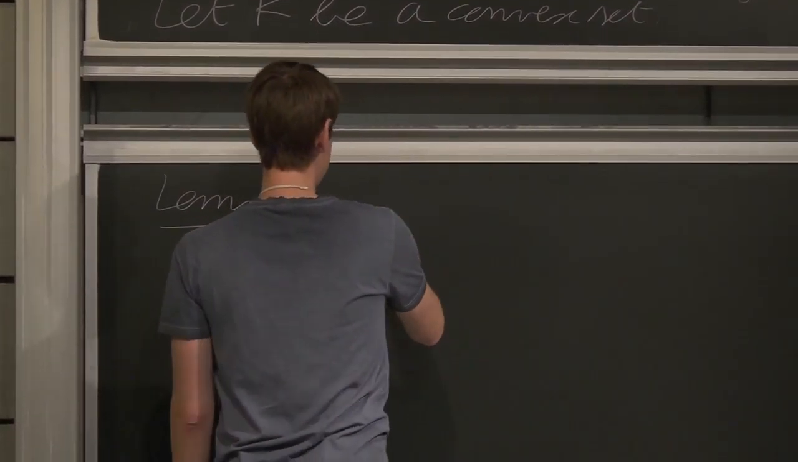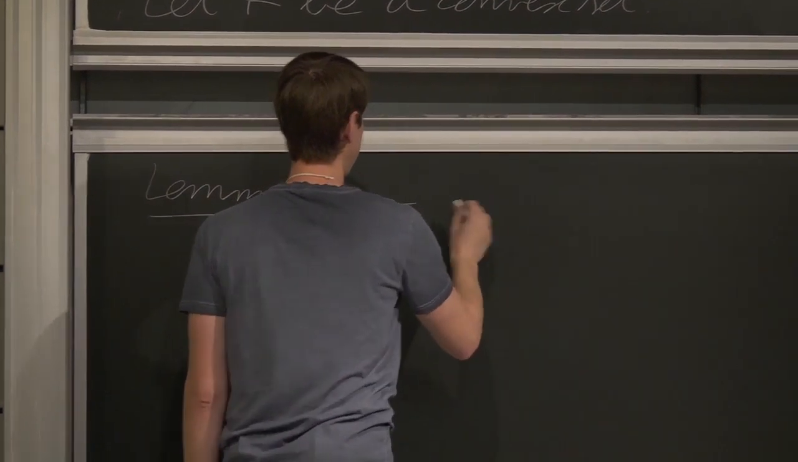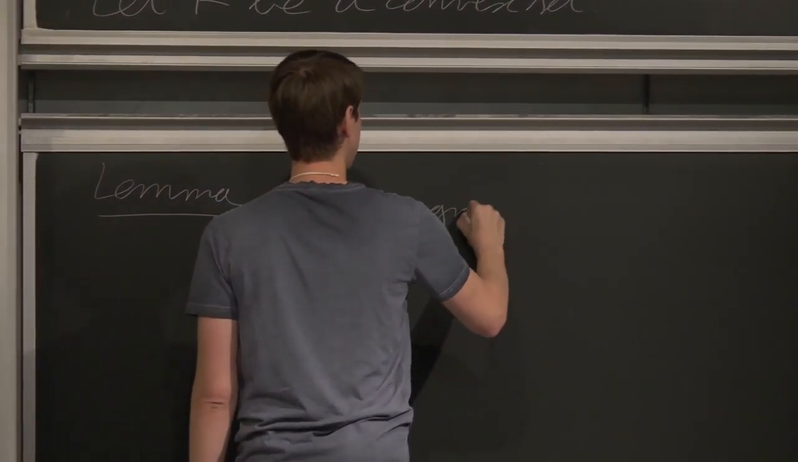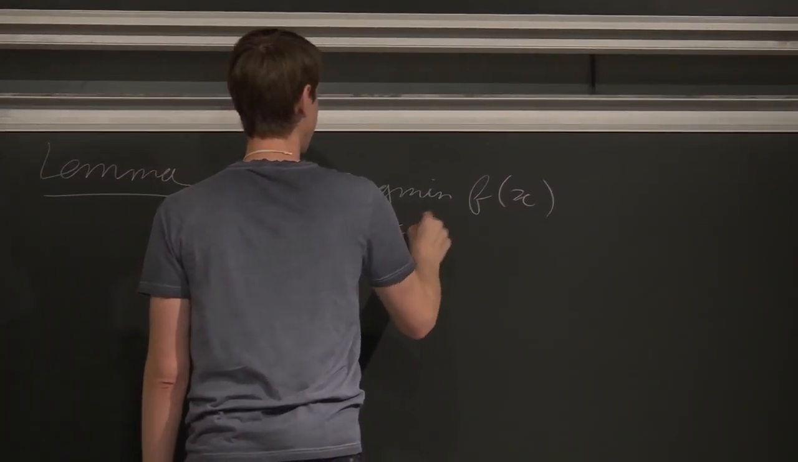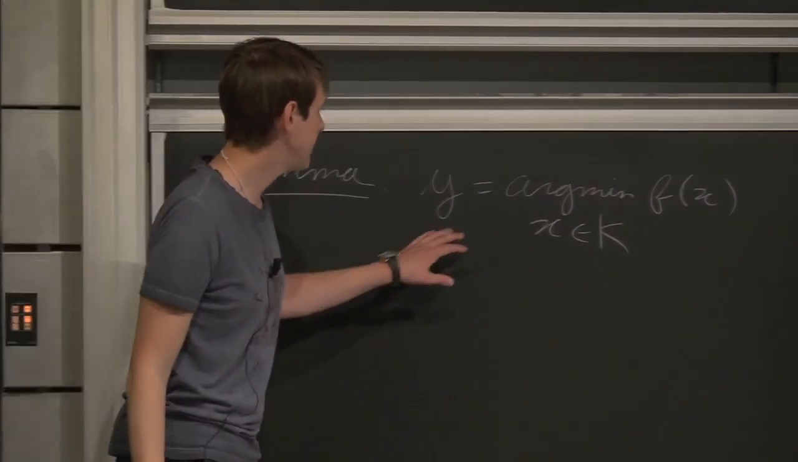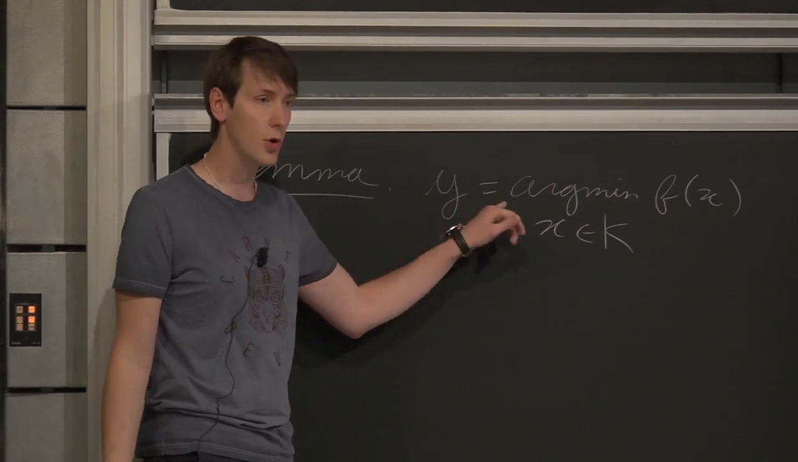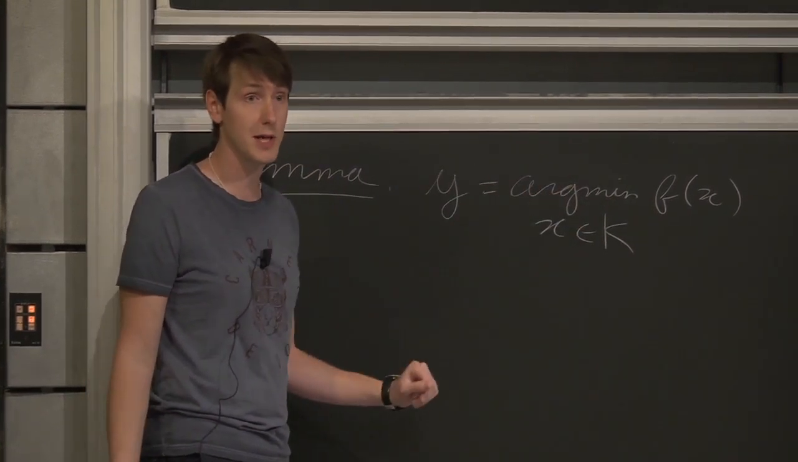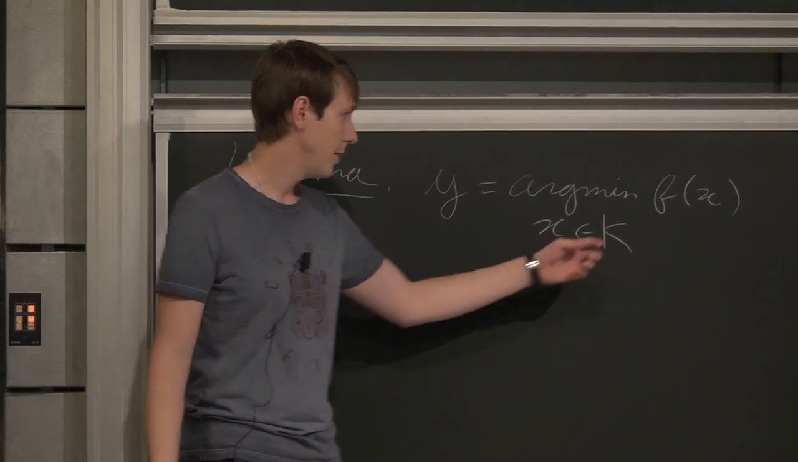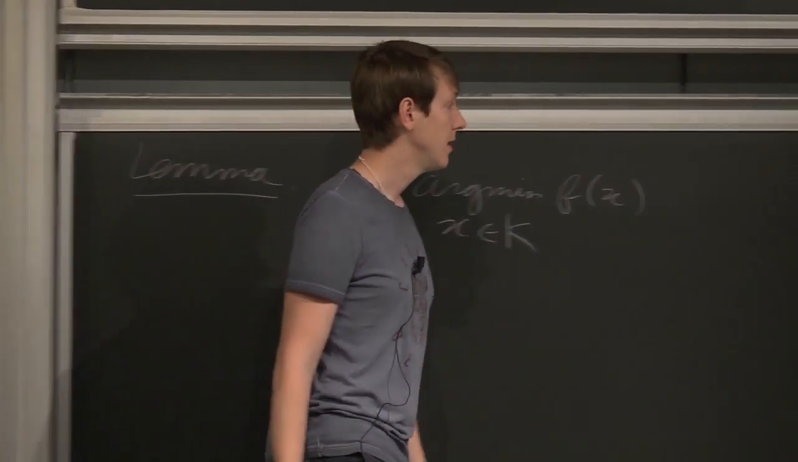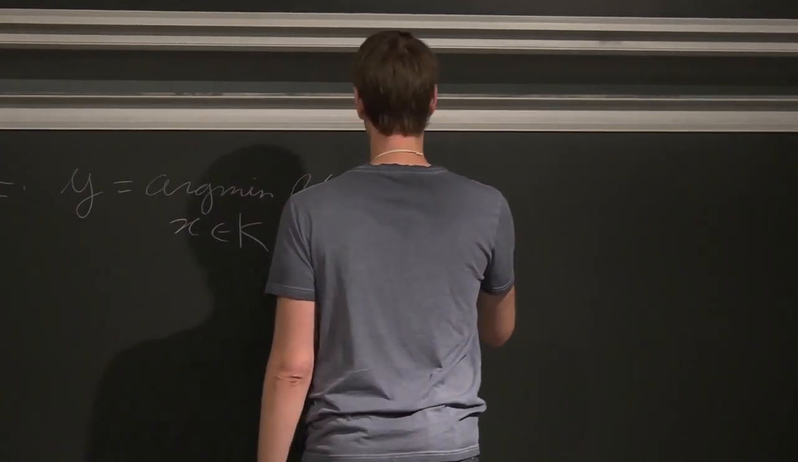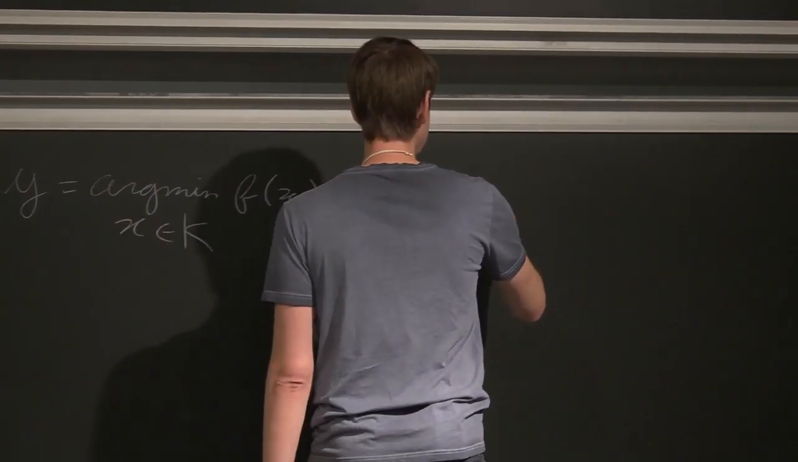Okay, so I'm going to write y is the argmin of f of x subject to x is in K. Let's say I want to have the first order optimality condition for this constrained optimization problem. So, minimizing a convex function subject to a convex constraint. I claim that this is equivalent to the negative gradient.